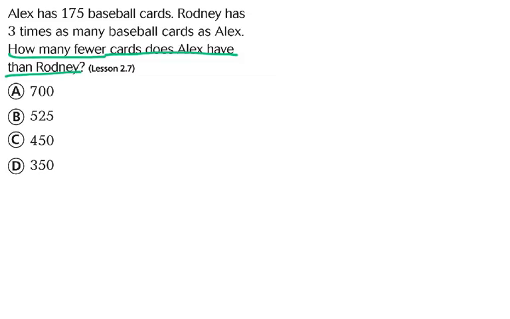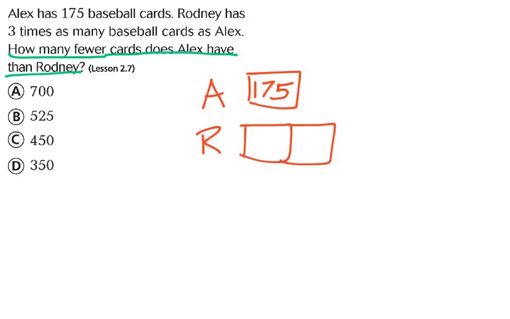Alright, well I need to figure out how many Alex has, and I need to figure out how many Rodney has. So I'm going to set up my model. I have Alex, and I have Rodney. Alex has 175. Rodney has 3 times as many as Alex. So he has 175, 175, 175. He has 175 3 times.